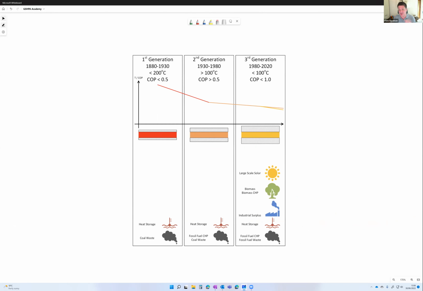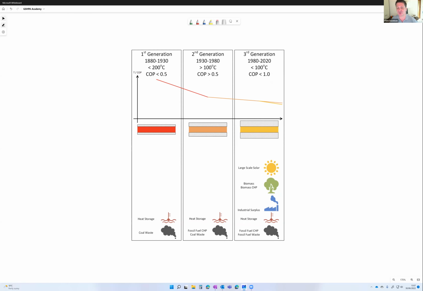Temperature, COPs around 1, depending on the source of energy. But we started to get much more diverse sources of energy included in these networks. So from large-scale solar, biomass, industrial surplus heat, combined heat and power waste, and so on. So more efficient networks as a result, as the temperatures dropped. And also the insulation values in the networks did increase.